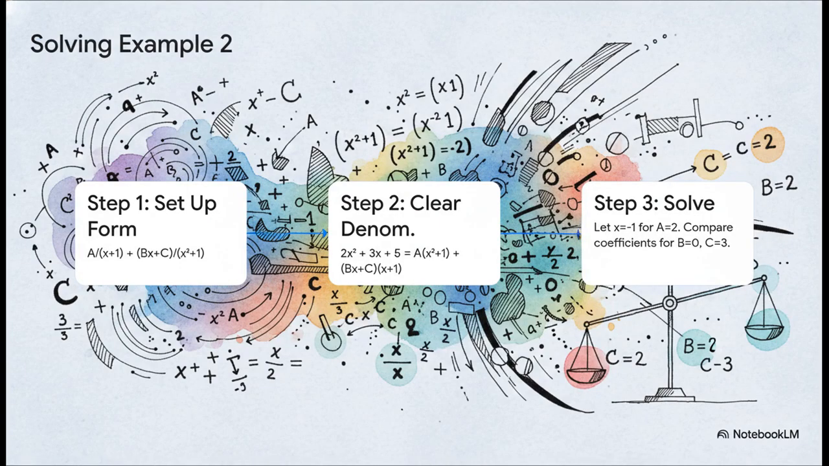The linear factor gets a simple A on top, but that quadratic, x squared plus 1, it gets the full linear term, Bx plus C. After we clear the denominator, we can use that strategic value trick again.